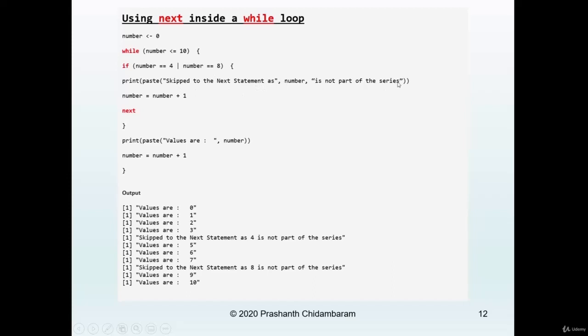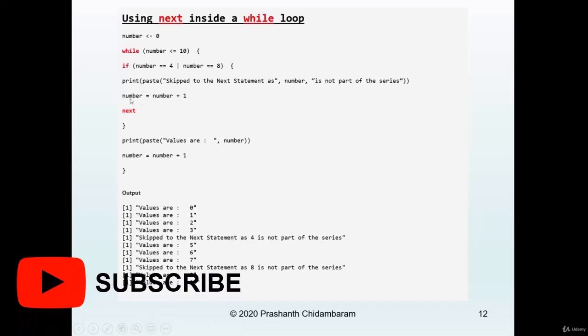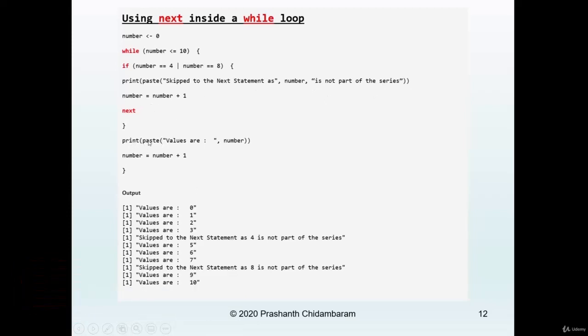So we're going to consider a series where we're going to evaluate every number. But if they are equal to 4 or 8, we skip that, right? So here it'll print this statement and say that that number was not iterated and is not part of the series. And then it'll skip to the next number. Otherwise, if it all runs through, it'll print the values are and then the particular number, right? And the number is then incremented by 1 and then again evaluated from here.